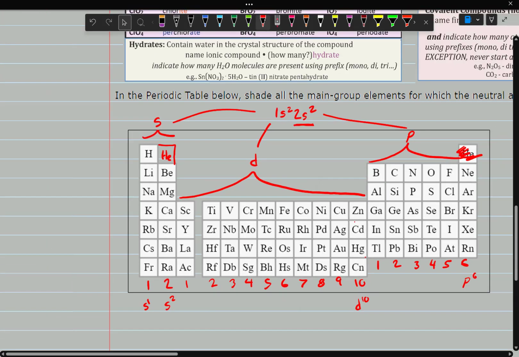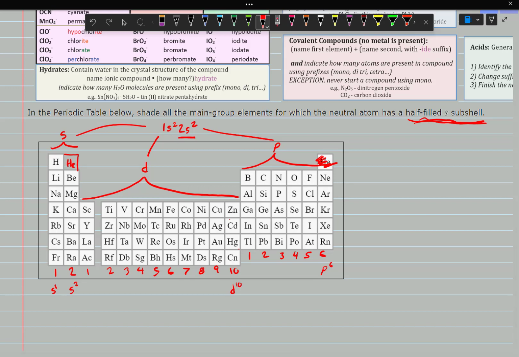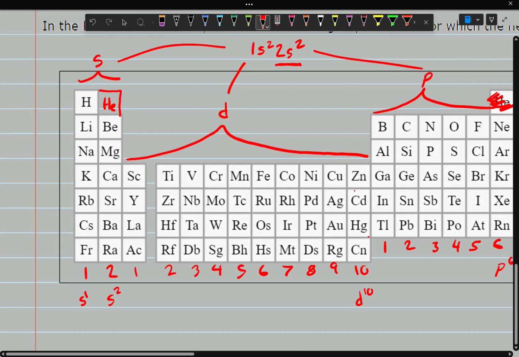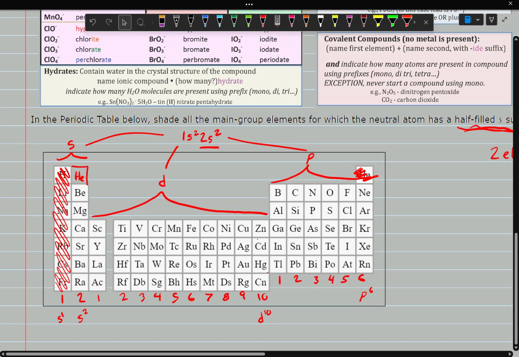So if we want a half-filled S subshell, well, the S subshell consists of just 2 electrons. And so a half-filled subshell would just have 1 electron. So we'd be looking at S1 configuration. And as we can see here, S1 configuration corresponds with this group here, and that would be what you highlight. That would be what you shade for this answer.